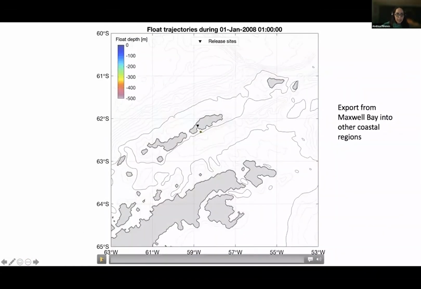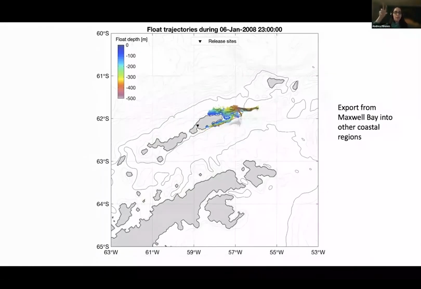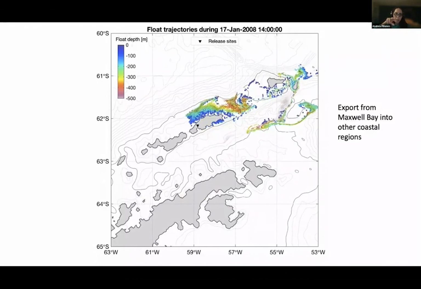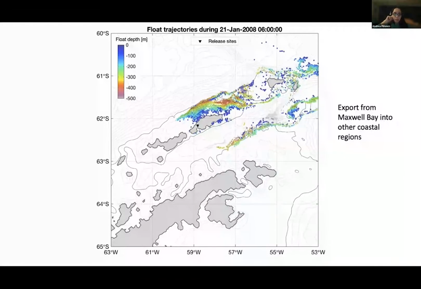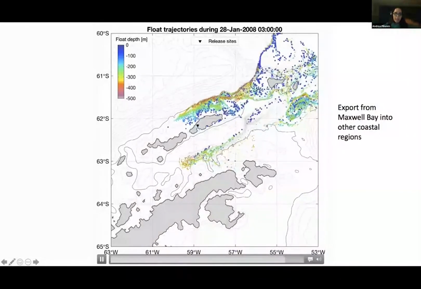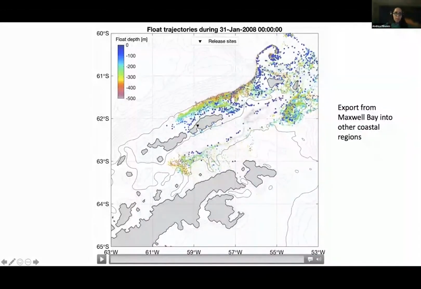And finally, the final figure, before I go over time, is to show you what happens from Maxwell Bay into other regions, how whatever is happening in that region and the coastal embayments of the bays south of King George Island are connected to other regions around the South Shetland. This is shown by the particle transport. The export from Maxwell Bay into other coastal regions takes about days and up to one month, giving connectivity between this embayment and the area around the South Shetland into the northern part.